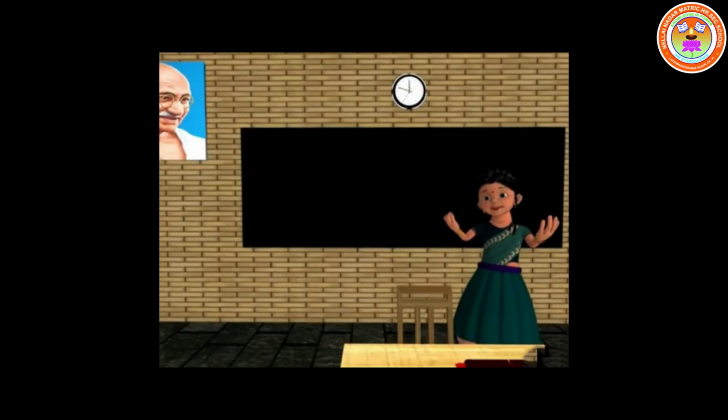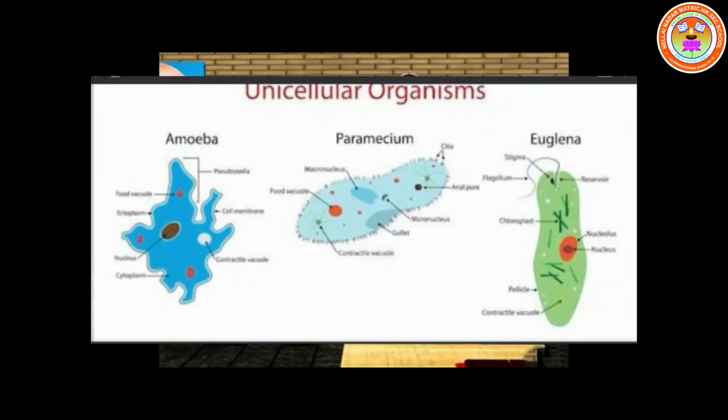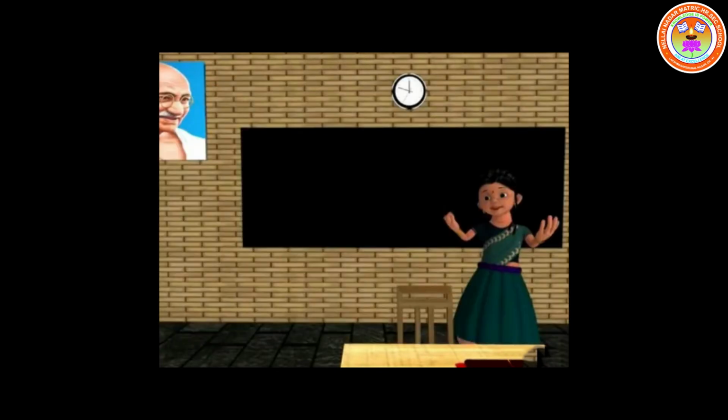The two types of organism on the basis of number of cells are unicellular and multicellular organisms. Unicellular: the organisms that are made up of a single cell and may constitute a whole organism are named unicellular organisms. Examples: amoeba, paramecium, bacteria, which can be seen with the help of a microscope. Bacteria are also one-cell unicellular organisms.